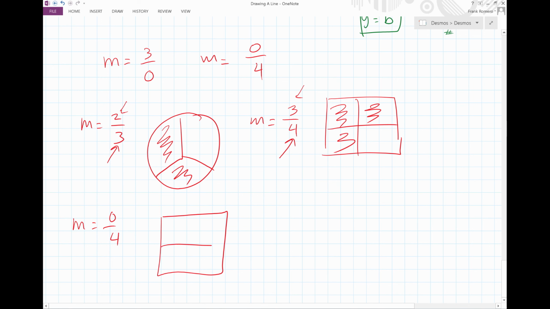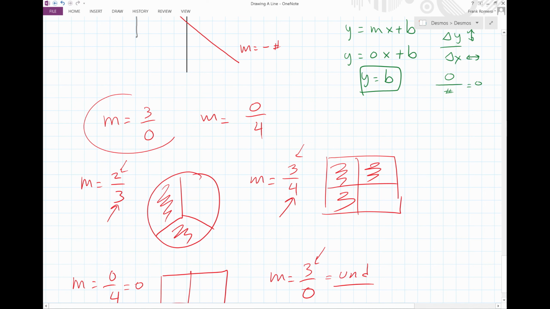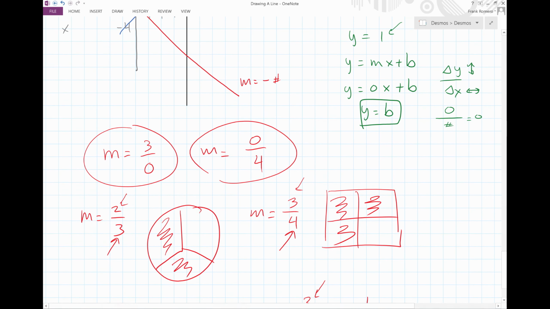So the slope of 0 over 4. You have four boxes, and how many do you shade? None. Okay, if the slope is 3 over 0, how many boxes do I create? None. And how many do you shade? Three. That doesn't make any sense. It's undefined. So hopefully that helps you when you see fractions like this, and figure out which one has a zero slope and which one has an undefined slope.